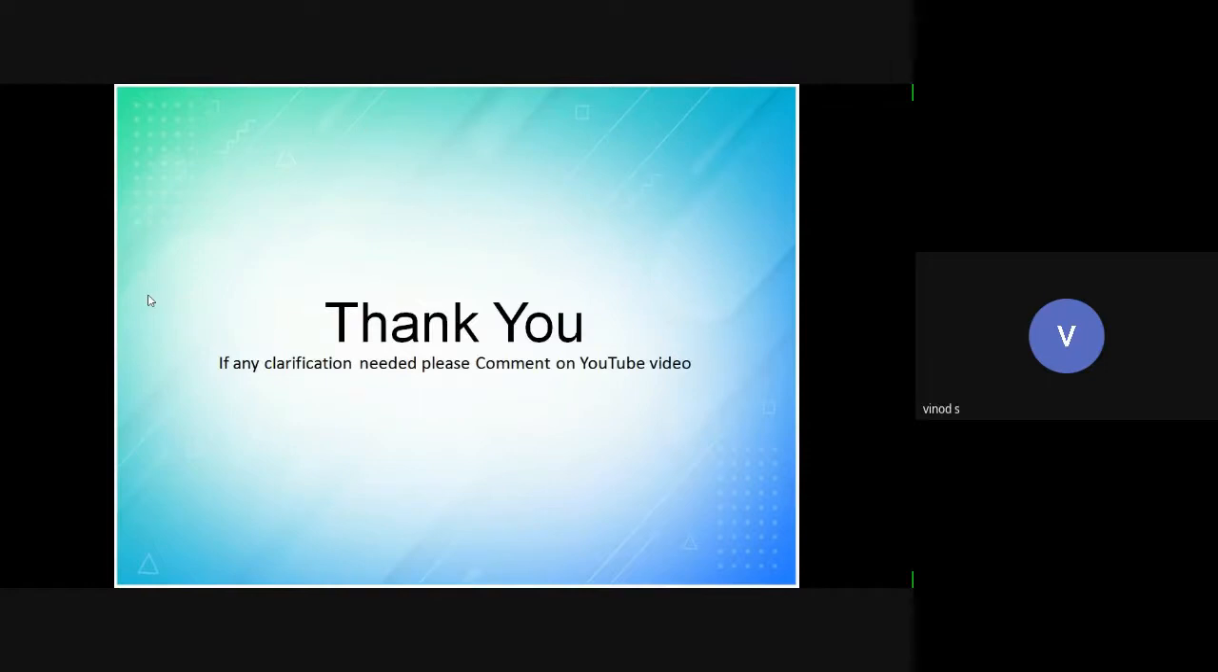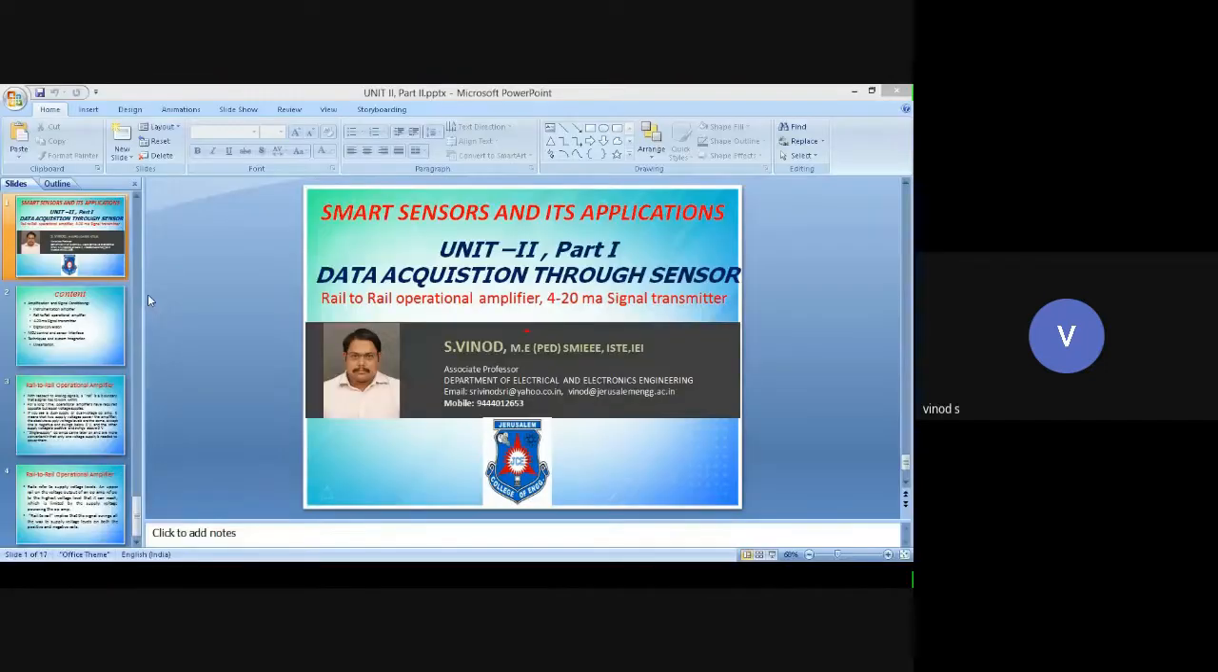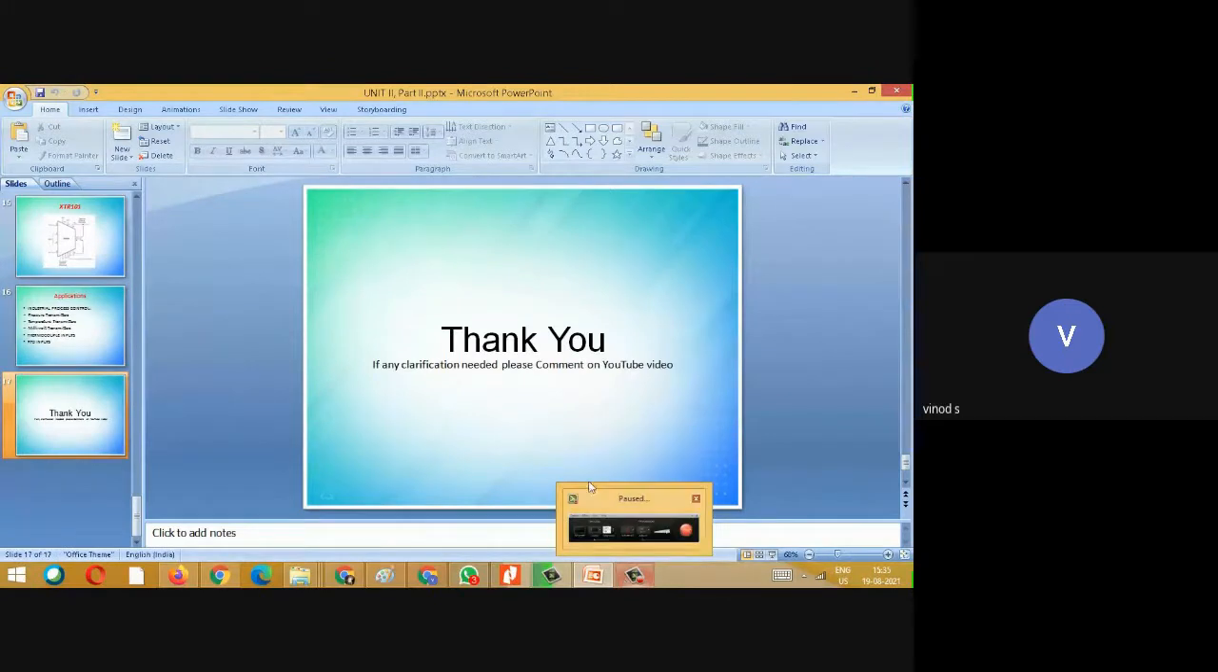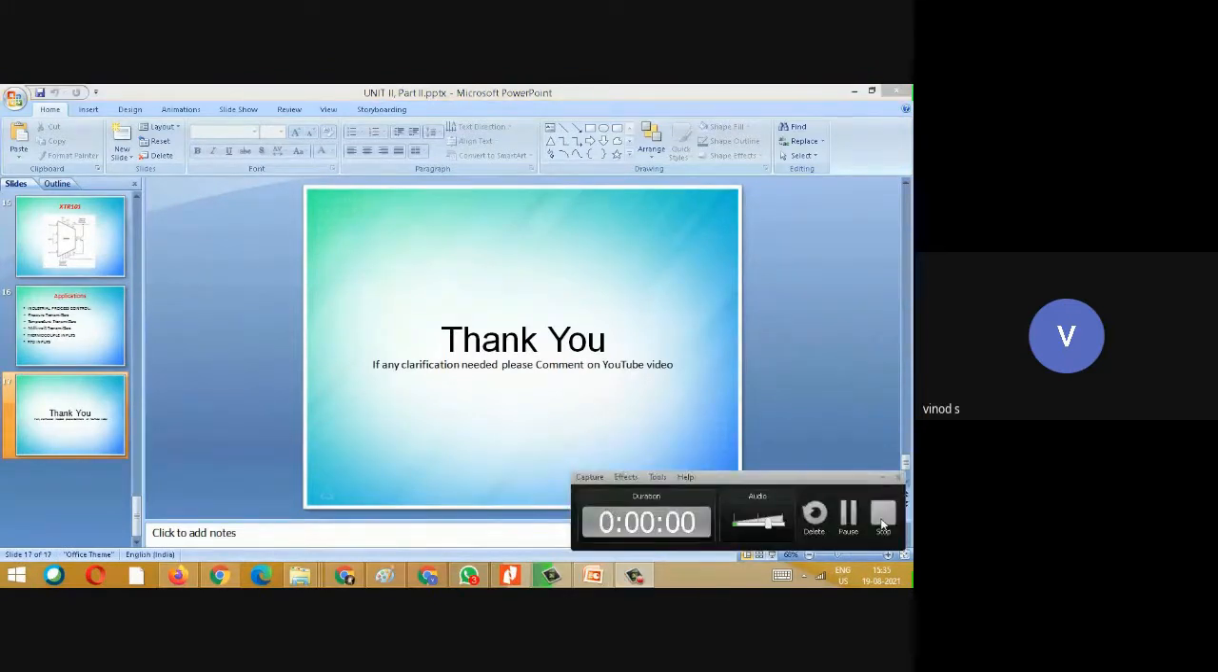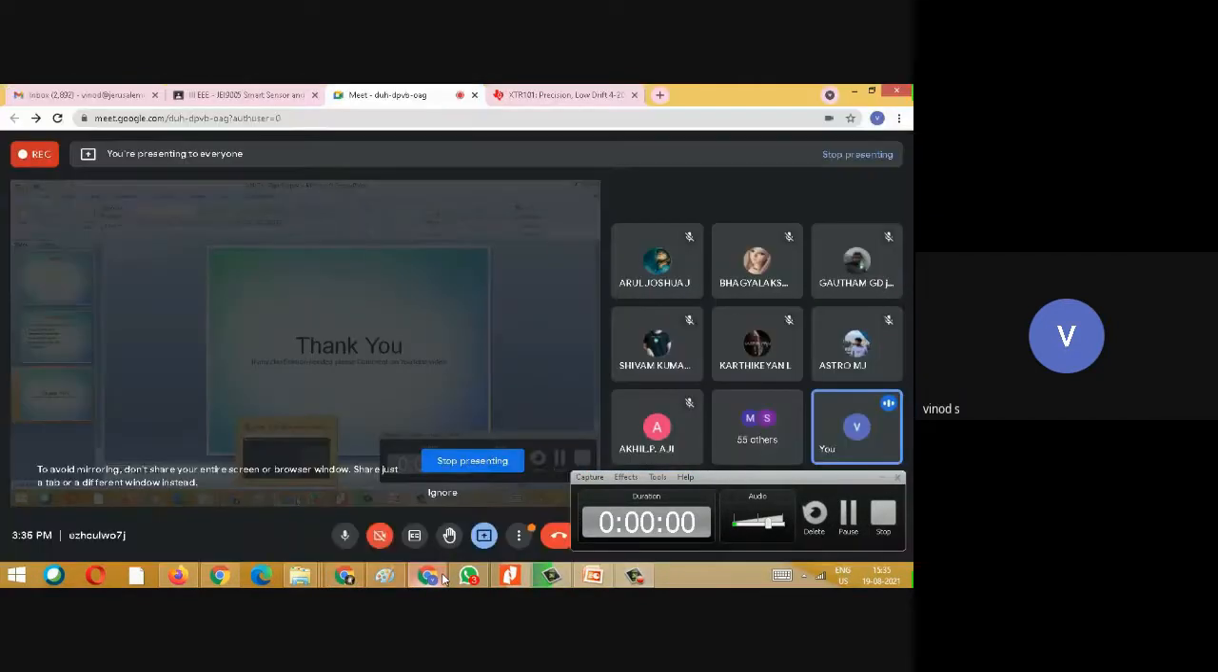So with this, we will wind up today's class. In today's class, what we have seen is what an operational amplifier is. Similar to that, there are some inbuilt features, and we have seen those inbuilt features. Then we have seen how we are going to transmit the signal.